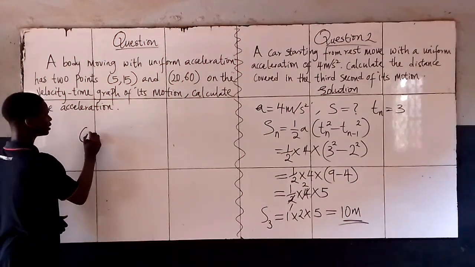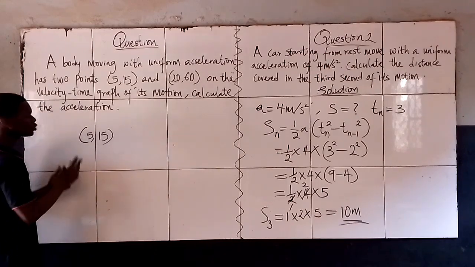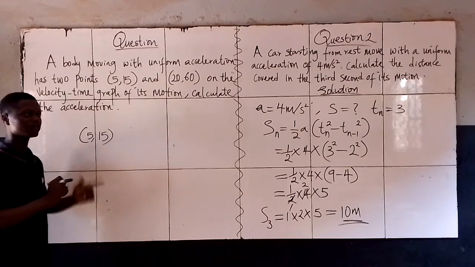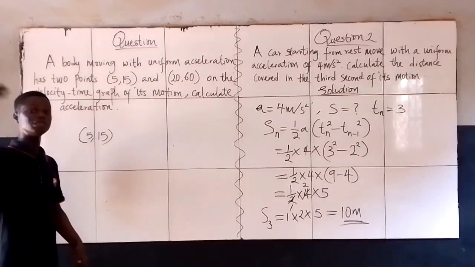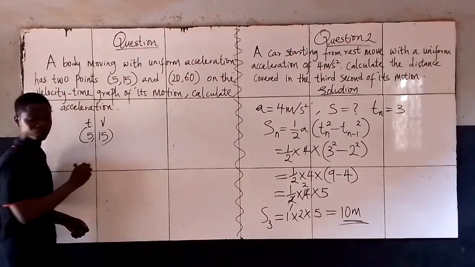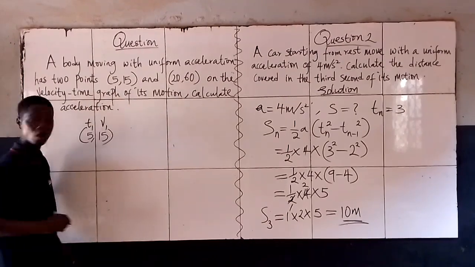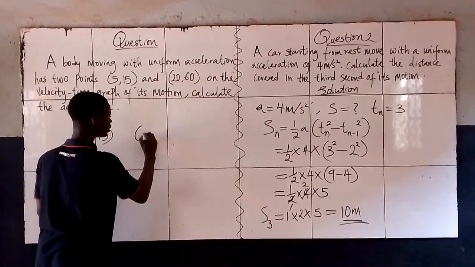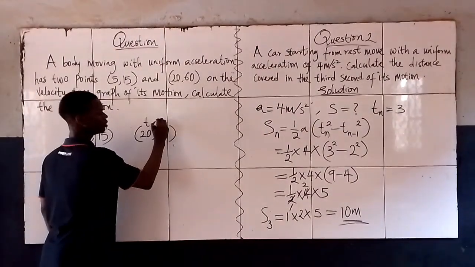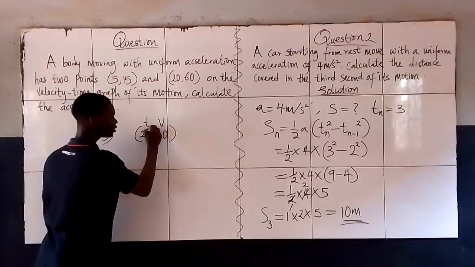The first point is 5, 15. Now, mind you, which one will be for the velocity and which one will be for the time? This is how you know. Always remember TV for television, is it not? So the first one is T, the second one is V. Now, because this is the first point or the initial point, each of them will carry 1, 1. For the second point, they say 20, 60. Now, the same rule, TV. Because this is the second point or the final point, each of them will carry 2, 2.